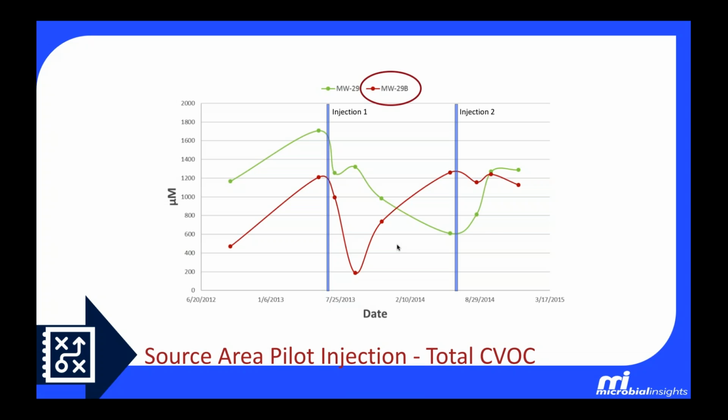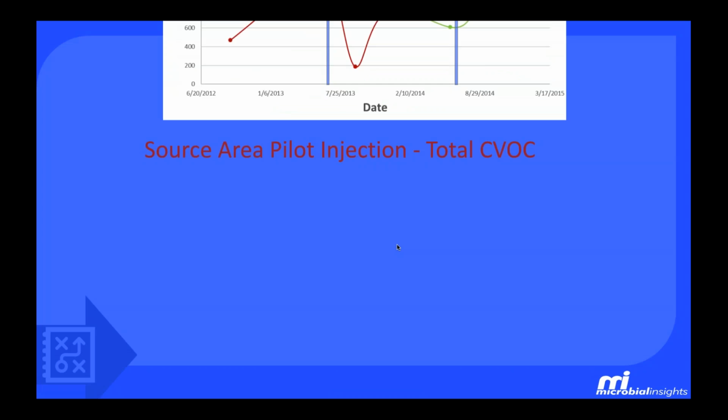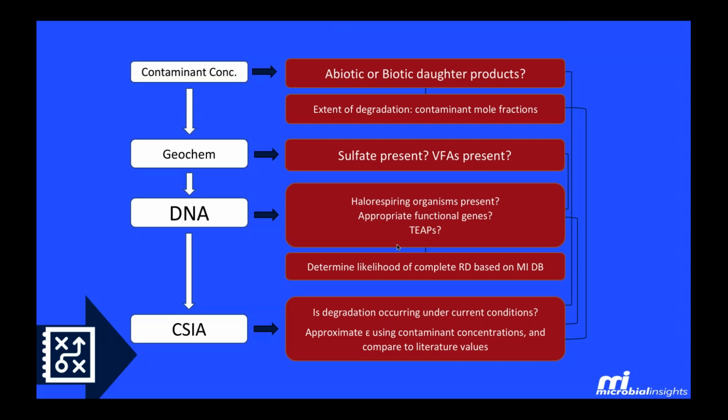So let's talk about the data that was generated from this monitoring and how we can use those for next steps. What's going to happen next in our playbook? So if you've heard me talk before, you know I'm a big proponent for multiple lines of evidence. At Microbial Insights, this is something that we talk about a lot. So here's a visual that kind of shows you the tools that we could be using at this site and how they kind of interact with each other.